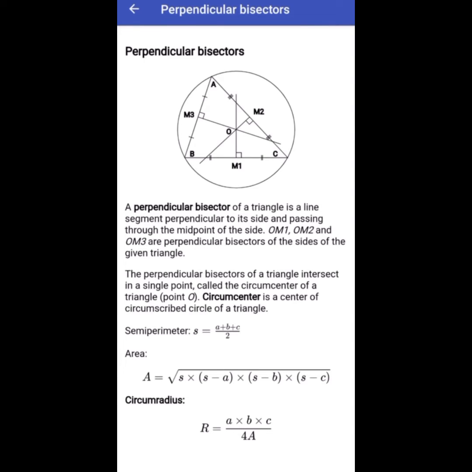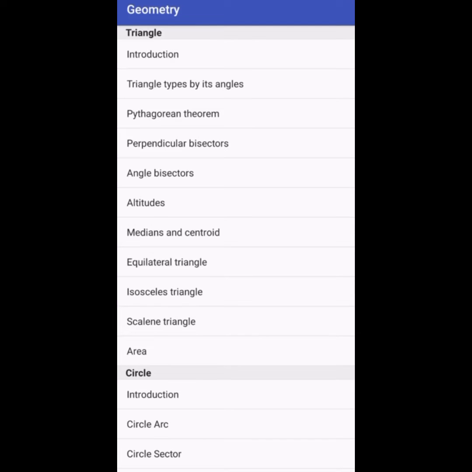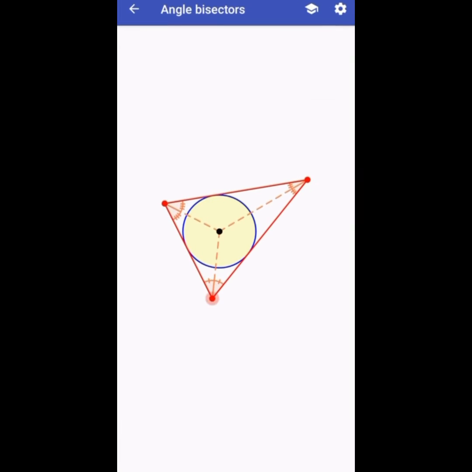A perpendicular bisector of a triangle is a line segment perpendicular to its side and passing through the midpoint of the side. So OM1, OM2, and OM3 are perpendicular bisectors of the sides of the given triangle. So circumcenter is the center of the circumscribed circle. As you can see. Now we are done with perpendicular bisectors.